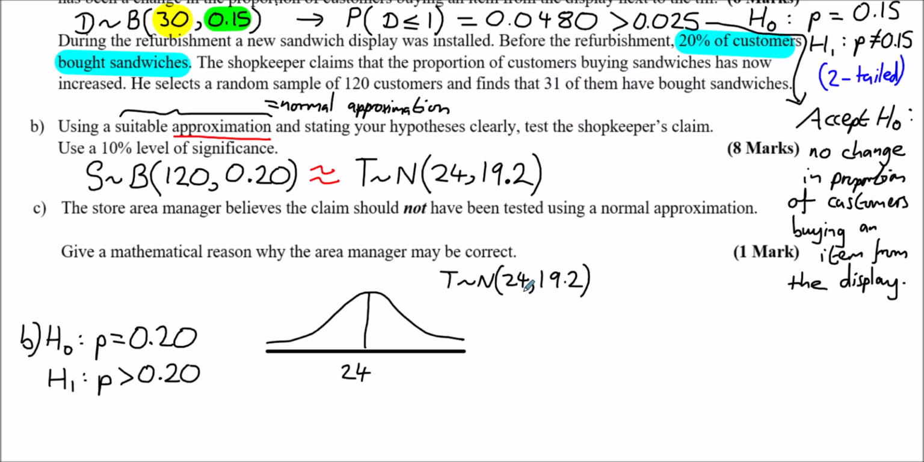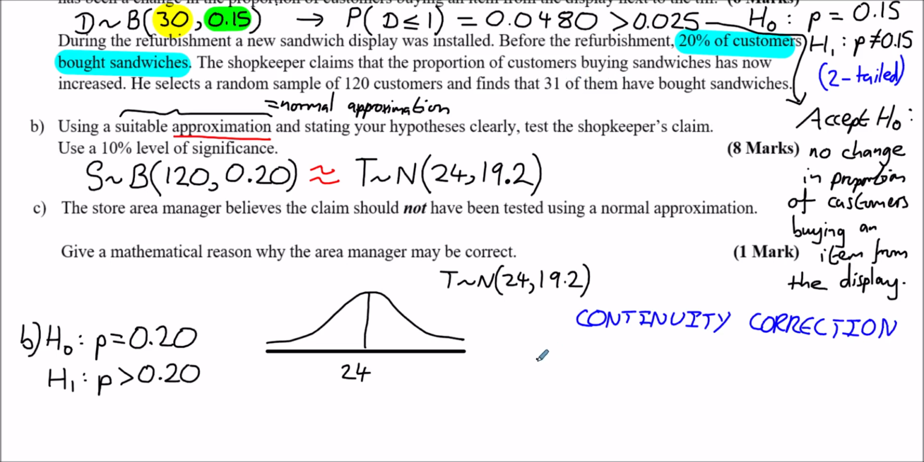Now here, this is the distribution of number of customers. Okay, number of customers is discrete data. So we now need to go from a discrete measure, which is binomial, to the normal approximation, which is continuous. So we need continuity correction here. So we're wanting an approximation for working out the probability of having 31 or more customers buy sandwiches.